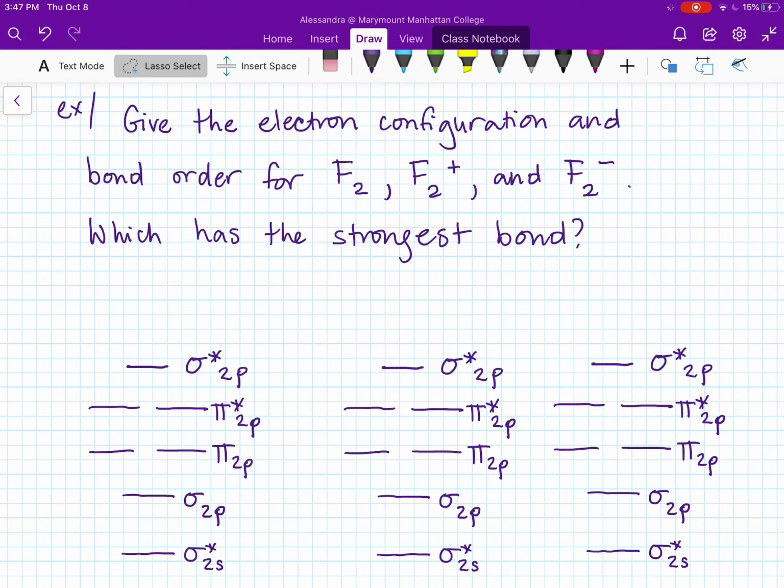All right, so let's do an example. I would like you to give the electron configuration and the bond order for three different species, three different diatomics: F2, the F2 plus cation, and the F2 minus anion. Then, once you've calculated the bond order, you can figure out which of these species has the strongest bond.